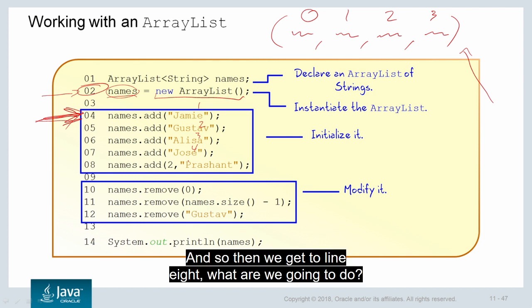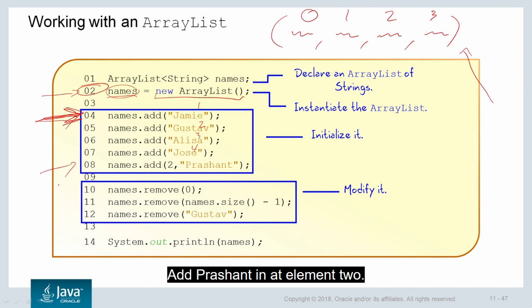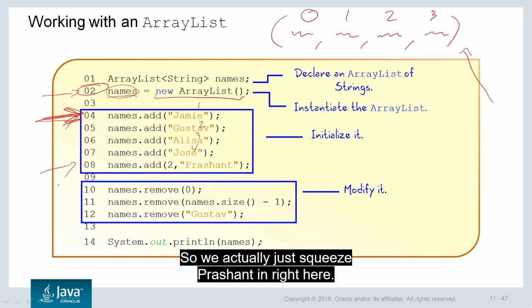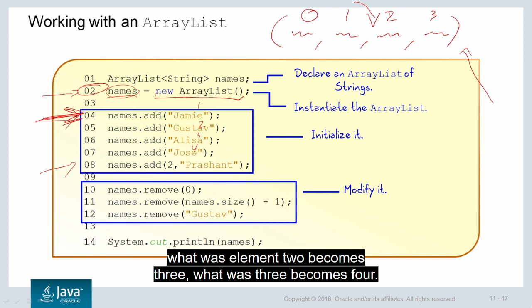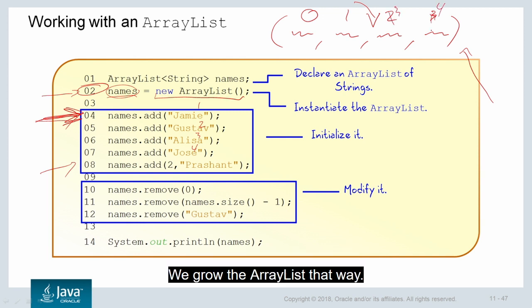Then we get to line 8. What are we going to do? Add Prashant in at element 2. So we squeeze Prashant in right here, and what was element 2 becomes 3, and what was 3 becomes 4. We grow the array list that way.